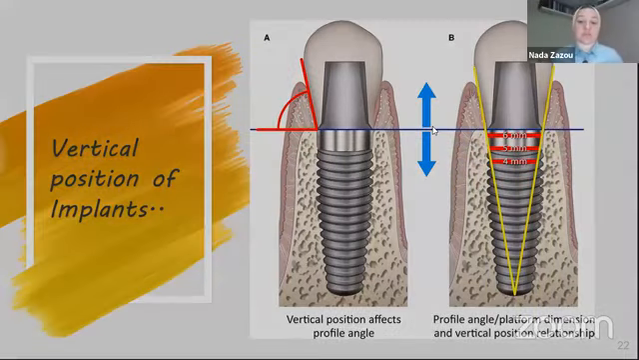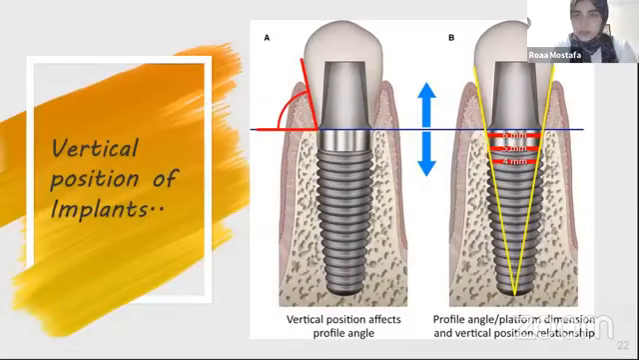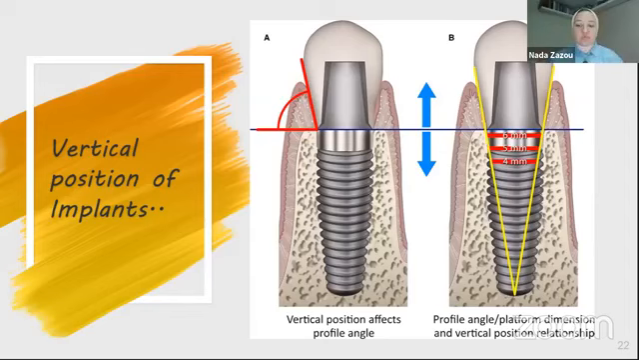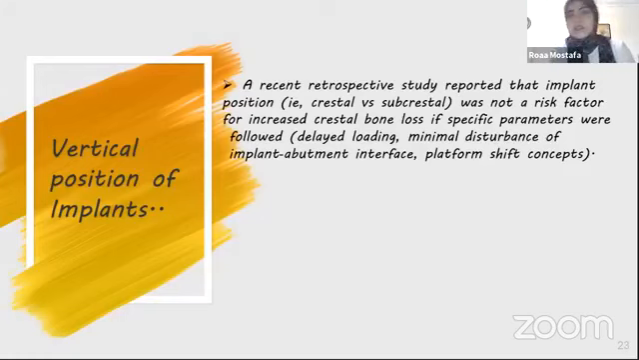Very interesting, especially if you are replacing a molar, a lower molar or an upper molar, where the crown is really huge. Again, talking about the crestal or subcrestal position of the implant, it does not affect the total bone loss. They said that according to a recent retrospective study, it does not affect the total bone loss.